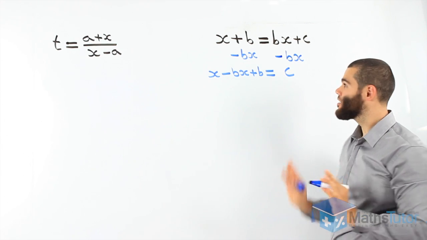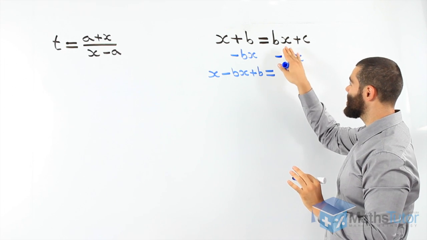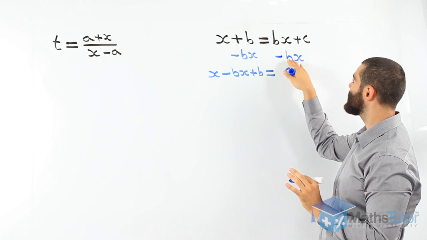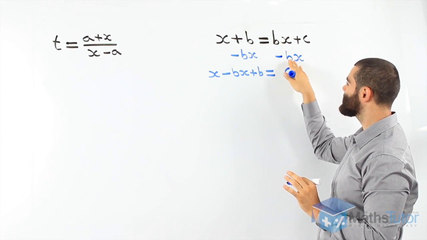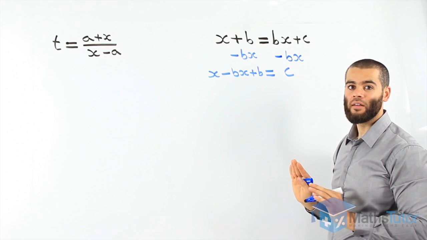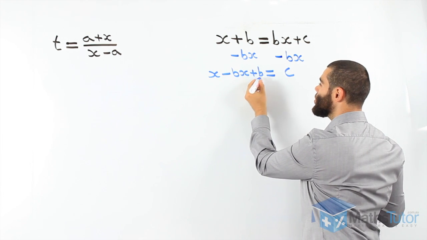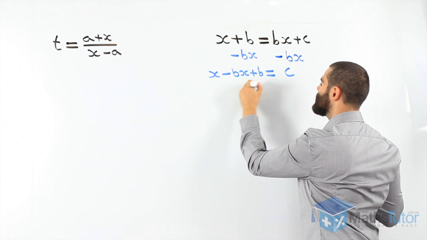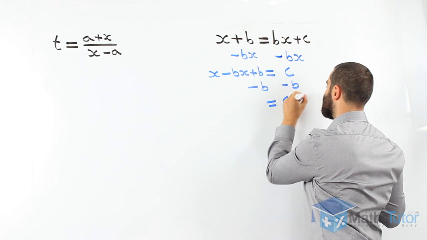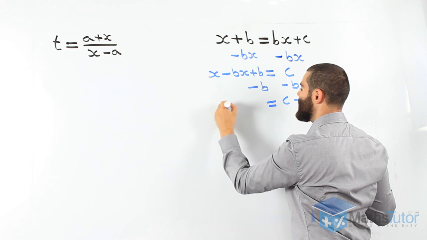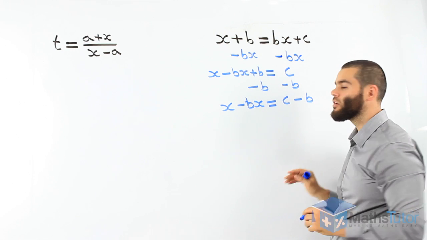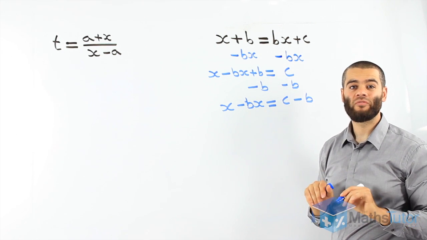I hope so. Going again. We want to take the x to the other side with the x. So minus bx, because it's positive, minus and minus. We have taken them here. Now take this term, the b, to the other side. Minus b, minus b. C minus b, and here we're left with x minus bx. Now remember I said we're going to have to factorize.